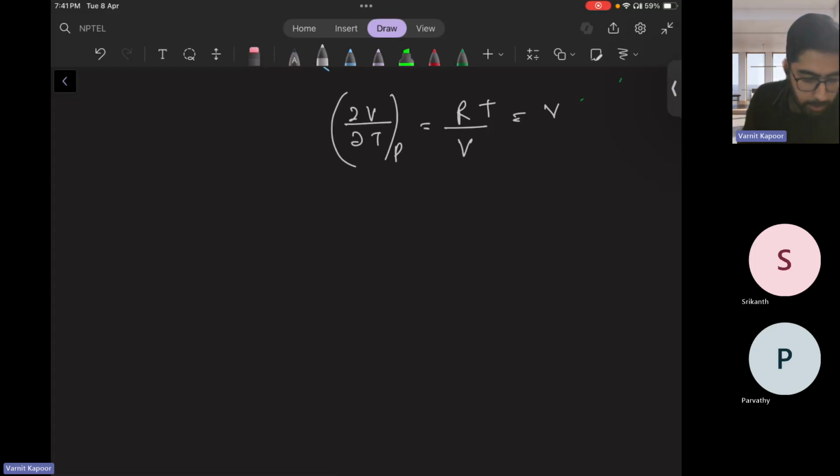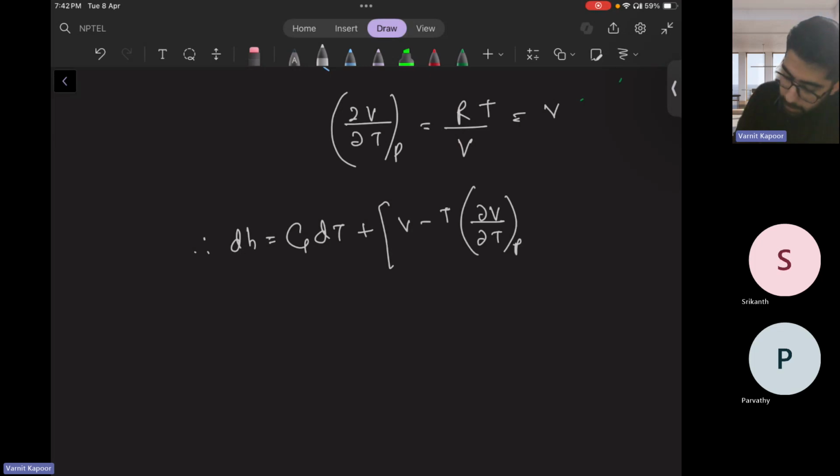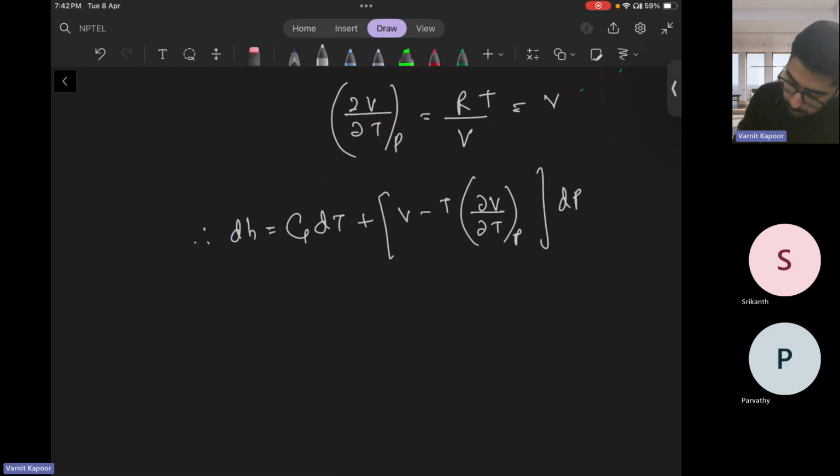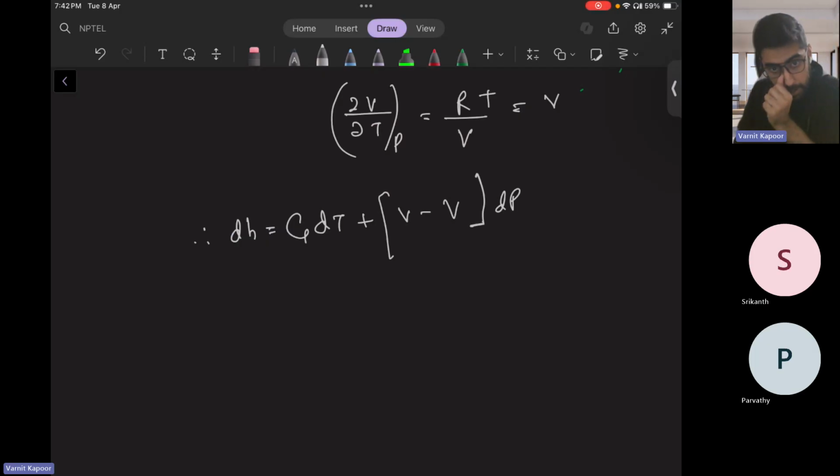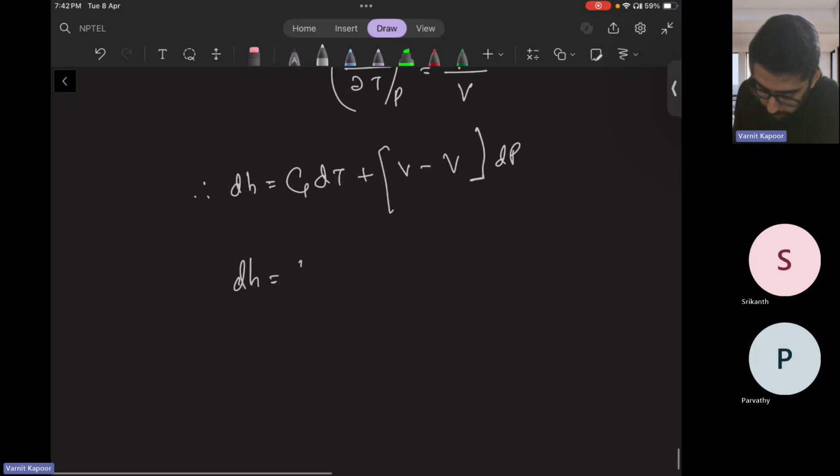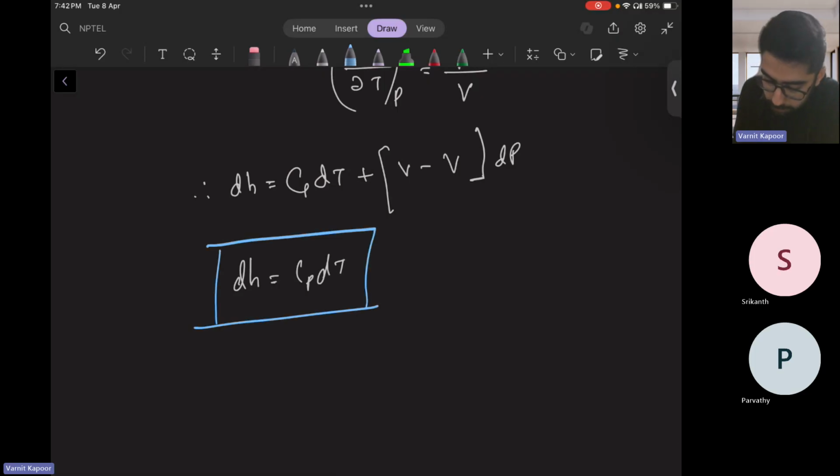So that is, therefore, dH is Cp dT plus V minus T times dou V by dou T at P into dP. So that will be, no, I should not write like this. I should write V minus V times dP, and that is 0 eventually. So dH is Cp dT, hence proved. It is a function of temperature only for an ideal gas. Hence proved.